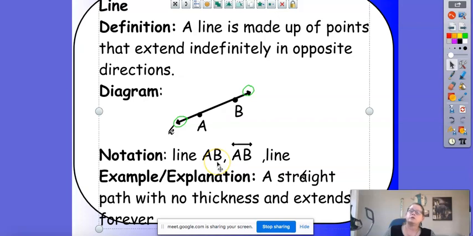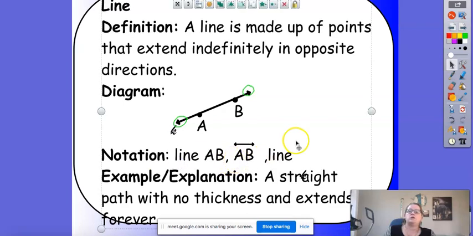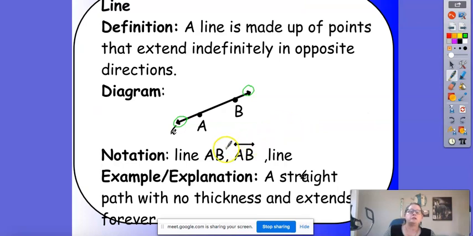You cannot use 3 points. You cannot use 1 point. You have to have 2 points. If you don't want to write out "line," which I never do, then you have to use this notation here with a capital A, B, and look what's on top of it. It's a line with, look, 2 arrows.